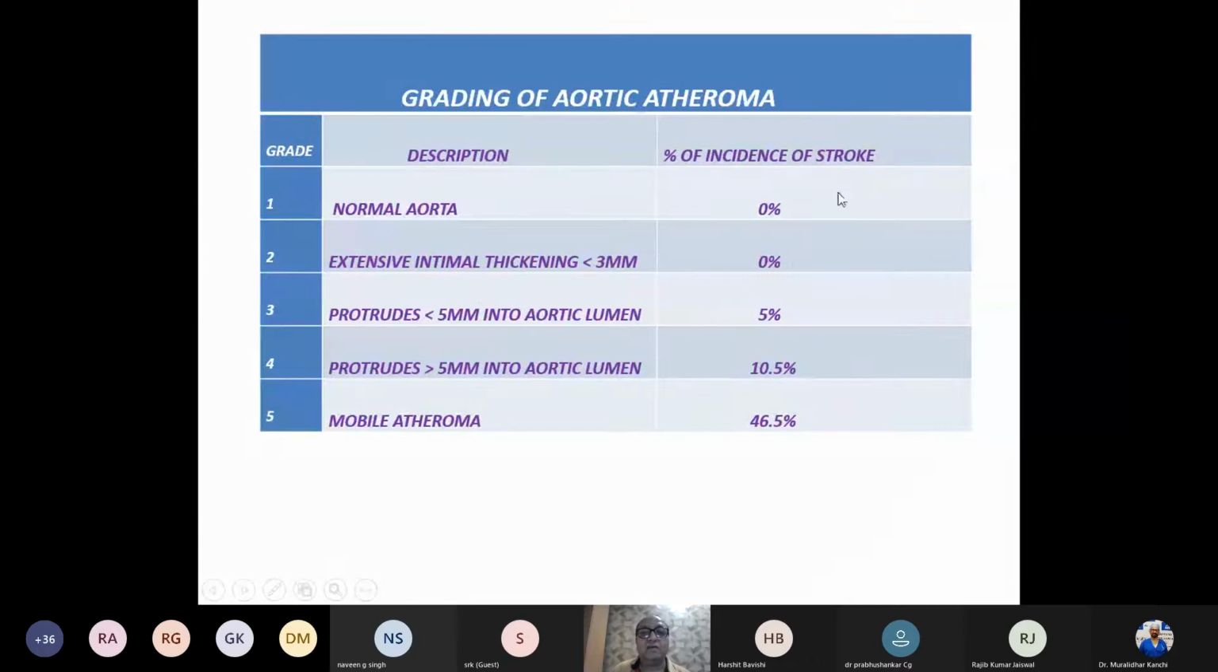Now, if you look at the grading of the atheromas present in the aorta, there are about 5 grades of atheroma. Grade 5 is the mobile atheroma, wherein the incidence of stroke is about 46.5% of the patients. You can see, if it is grade 2, less than 3 millimeters, then the incidence is almost nil.